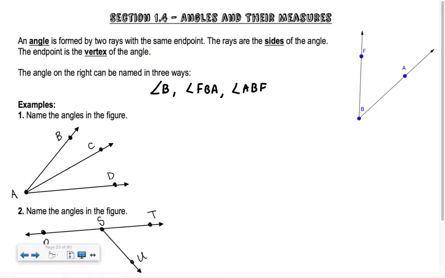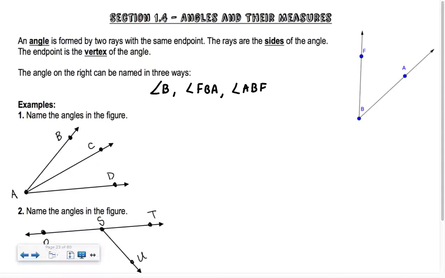Okay, so looking at something like number 1 below, see how I could not call anything angle A, because there's actually 3 angles there that have A as the vertex. Do you guys see this angle, and this angle all have A? So you have to be very specific. So that's when we would use the three letters.